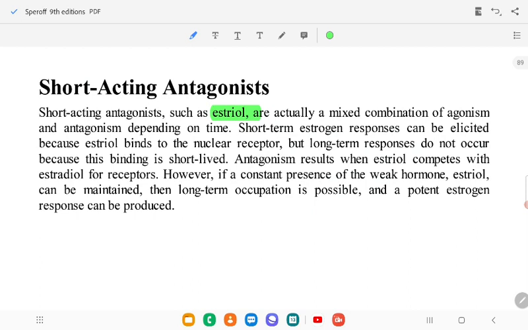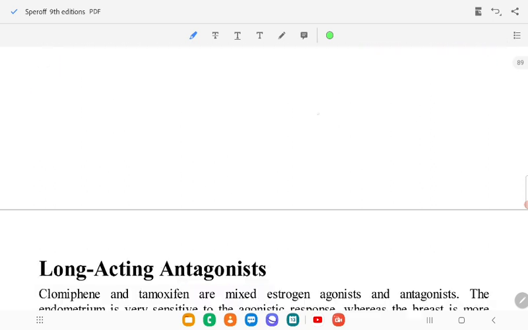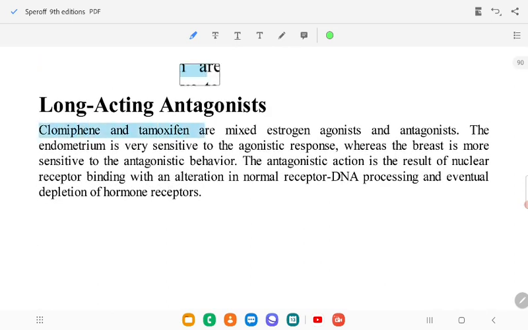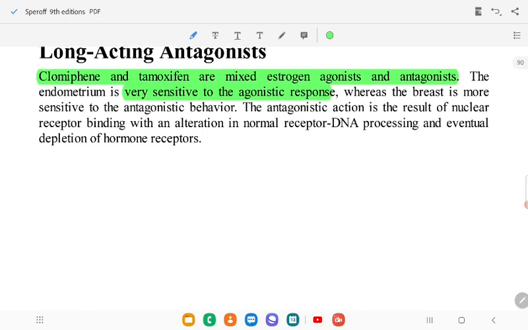Short-term estrogen response occurs because estriol binds to the nuclear receptor. Long-term response does not occur because the binding is short-lived. Estriol complexes with the estrogen receptor. A constant presence of a weak hormone such as estriol can be maintained, and long-term occupation is possible when produced. Long-acting clomiphene and tamoxifen are mixed estrogen agonists and antagonists. The endometrium is very sensitive to agonist response, whereas the breast is more sensitive to antagonist behavior. The antagonist is nuclear binding.